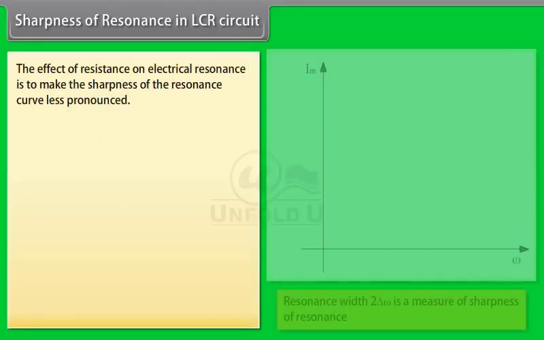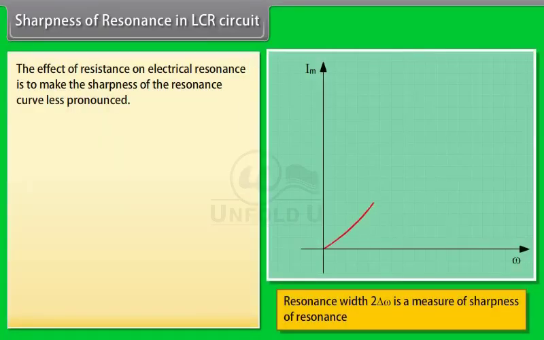Sharpness of resonance in LCR circuit. The effect of resistance on electrical resonance is to make the sharpness of the resonance curve less pronounced.